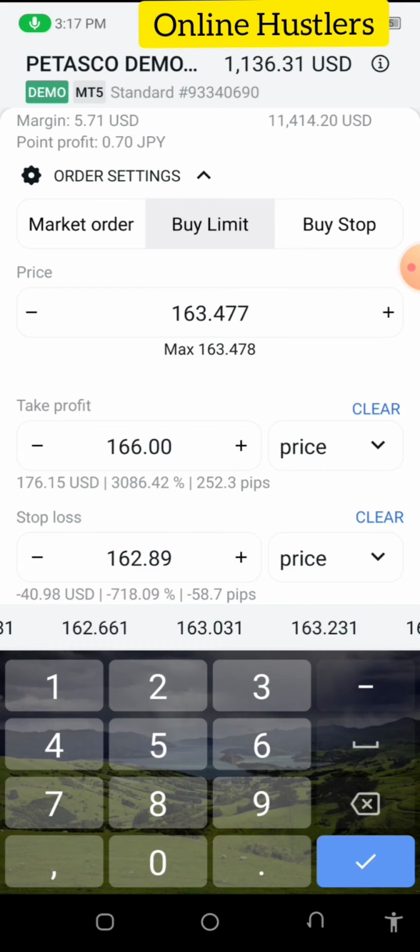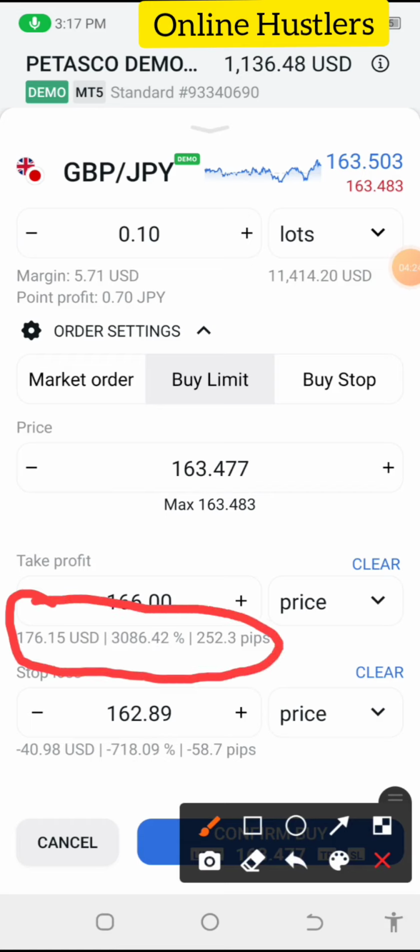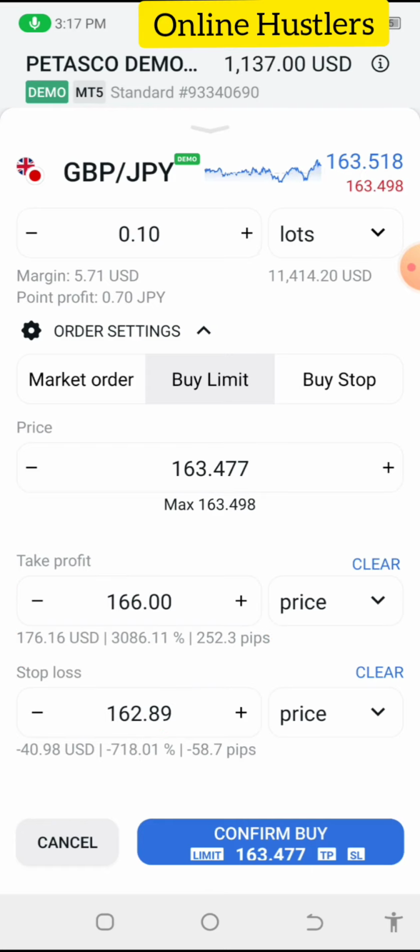The one thing I like about Exness is that they tell you the amount of pips and dollars you're going to gain and lose. So if this signal happens to work, you're going to get $176.16, that's about 252 pips. And if it happens not to work, you're going to lose $40.99, that's about 58.7 pips.